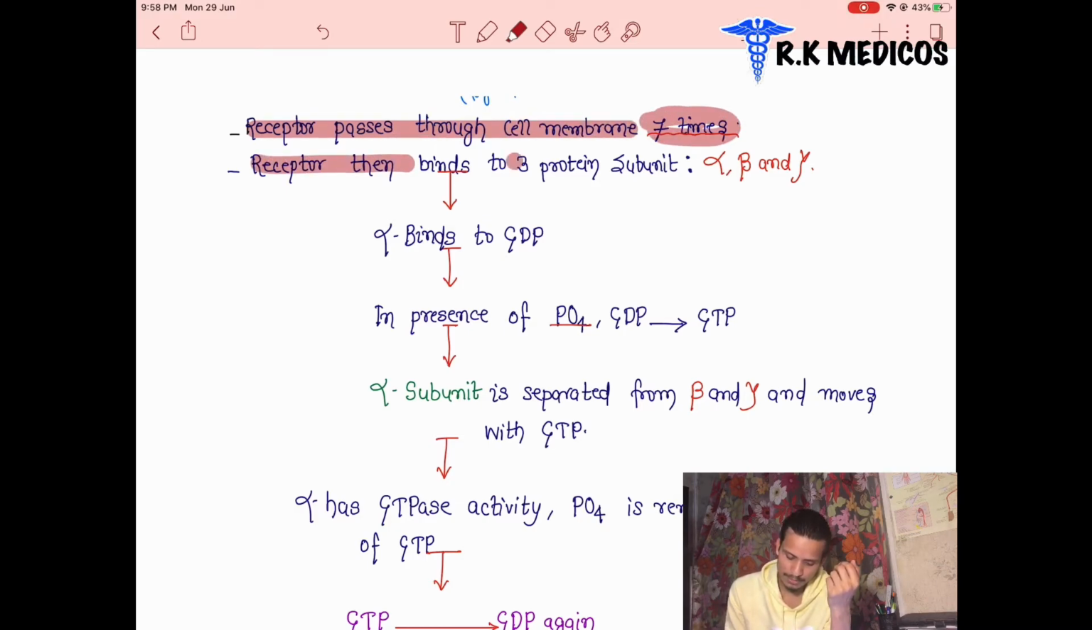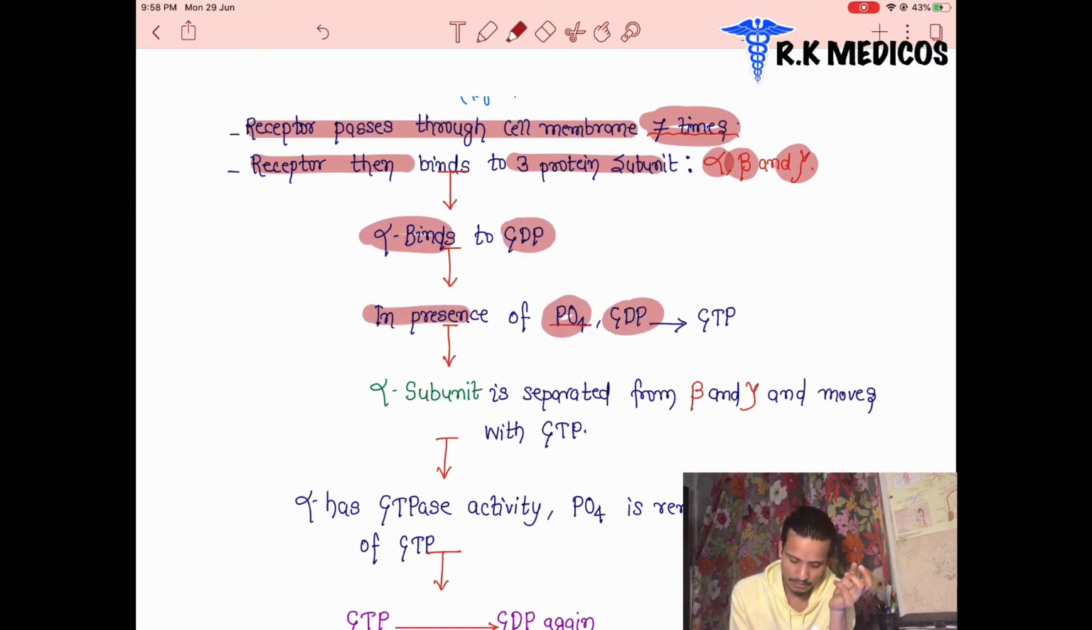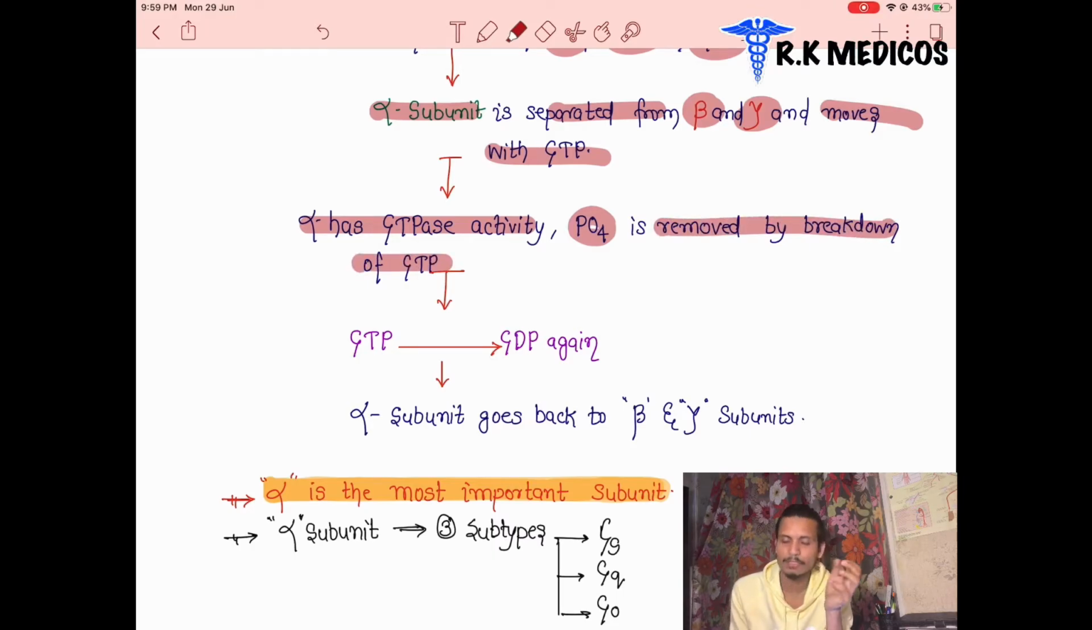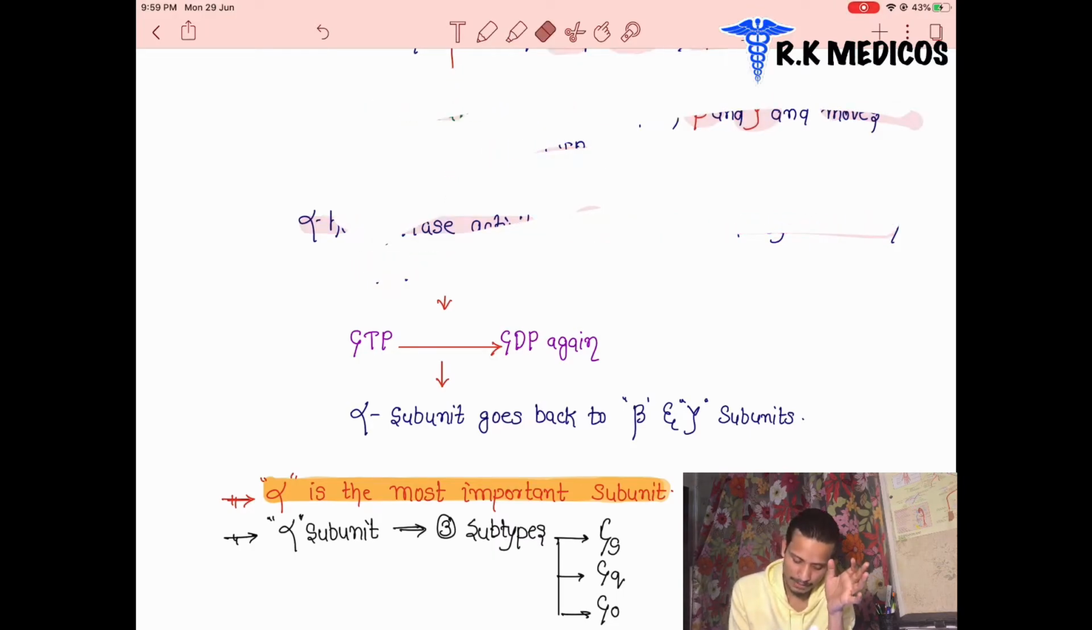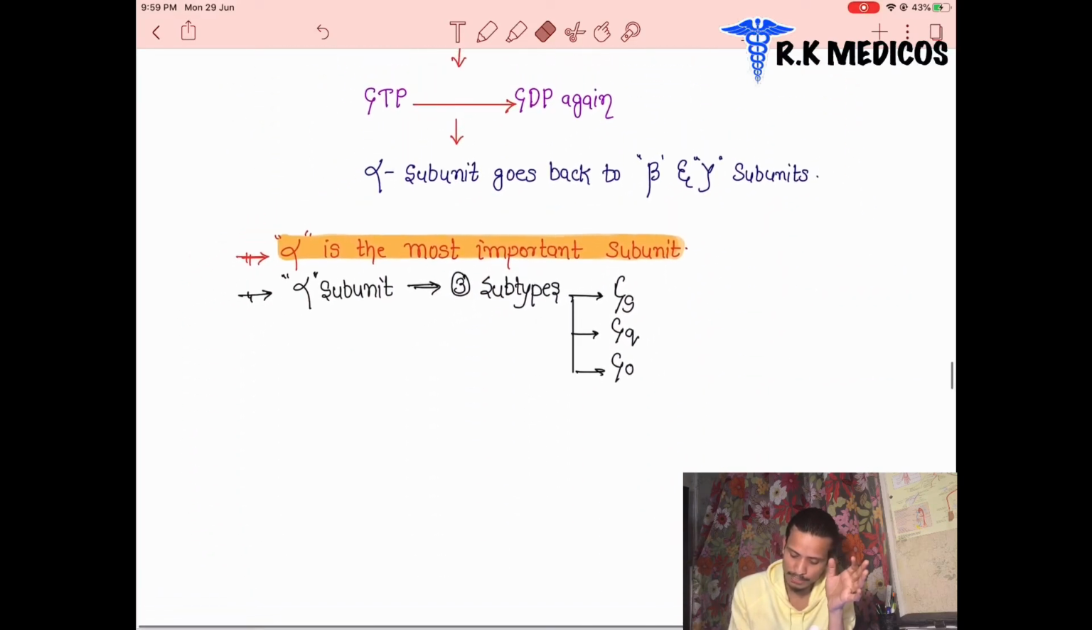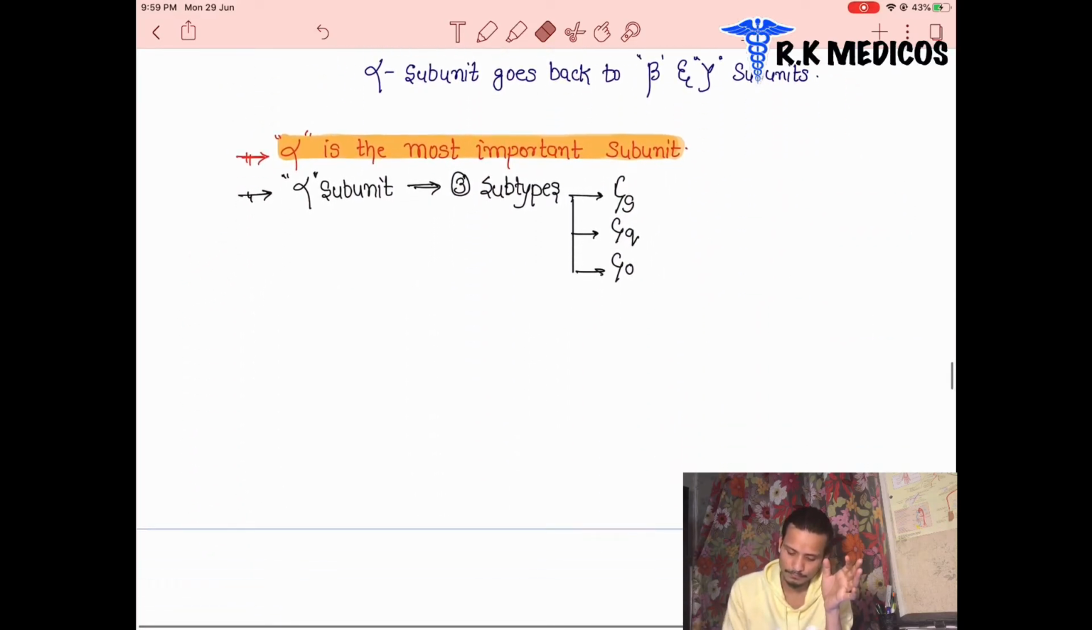And next one, we can read what we discussed above. We can read here: the receptors pass through the cell membrane 7 times. The receptors then bind to the 3 proteins alpha, beta and gamma. The alpha subunit binds to the GDP. In the presence of phosphate, the GDP is converted into GTP. The alpha subunit is separated from the beta and gamma. It moves with the GTP, and the alpha has GTPase activity. The phosphate is removed by the breakdown of GTP. As we discussed everything above, which is written here.